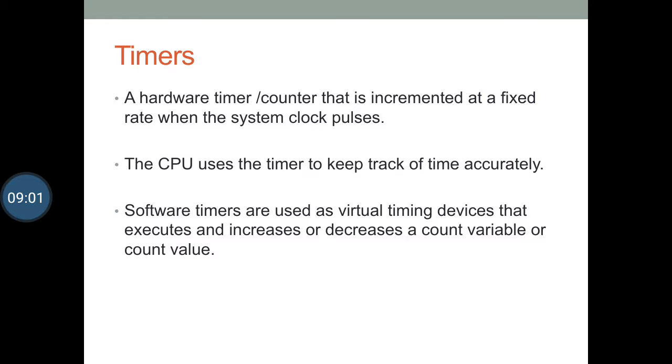The CPU uses the timer to keep track of time accurately. The timer can generate a stream of pulses or a single pulse at different frequencies. It can be used to start and stop tasks at desired times. There may be hardware and software implementations of timers.